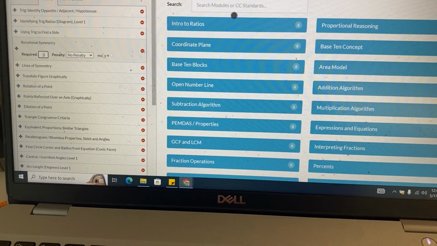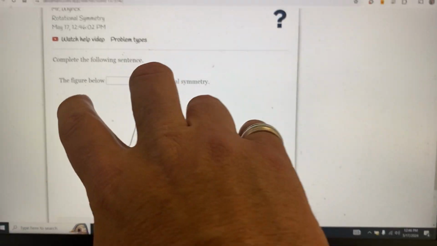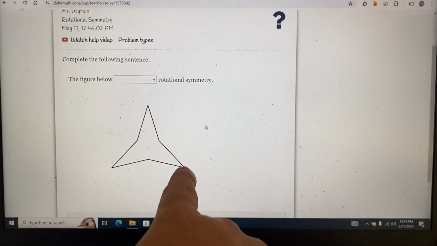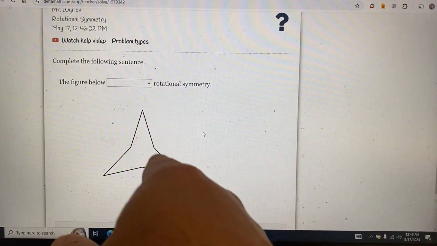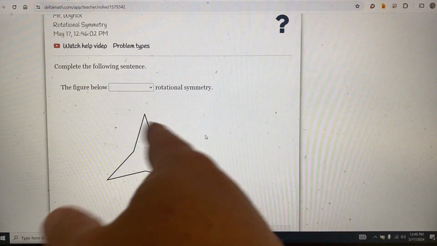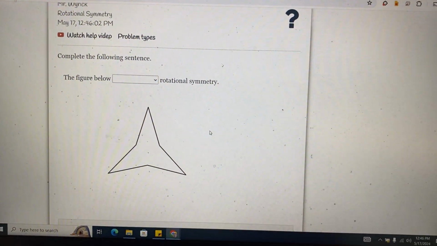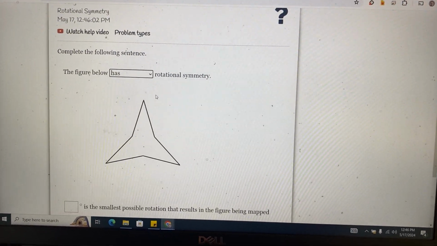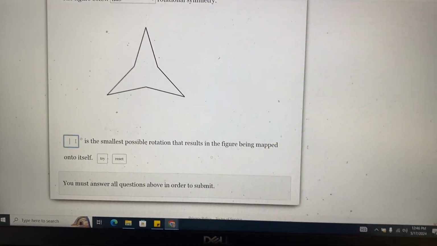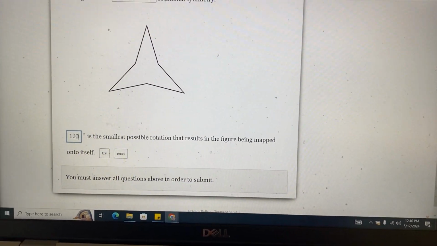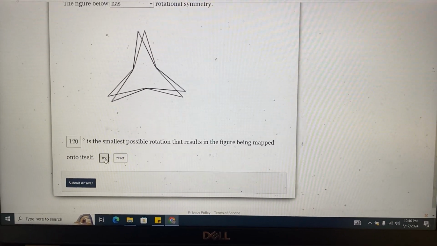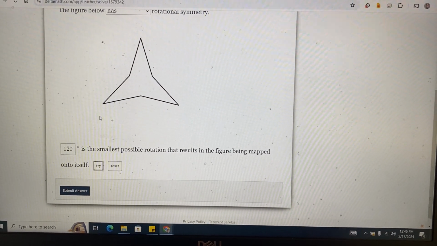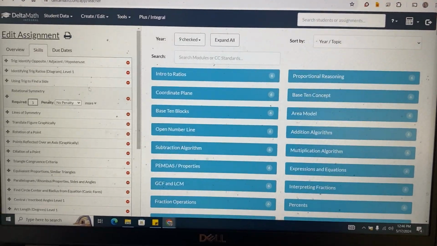Then we've got rotational symmetry. How much do you have to turn this? So this one has these 3 points that would line up. I would take 360 and divide it by those 3 turns. That would be, yes, this does have rotational symmetry, and it's 120 degrees. It lets you try it, so you don't have to go crazy on this one before you can submit.